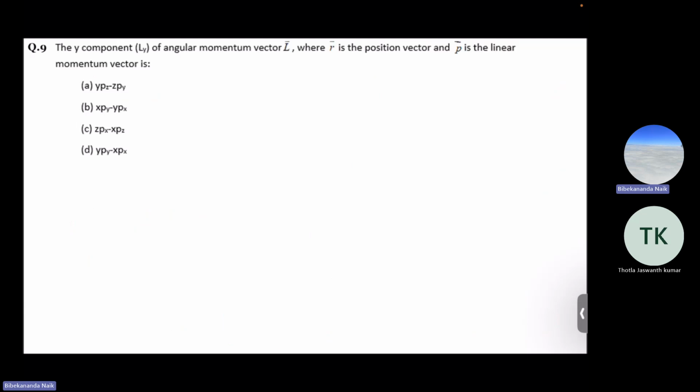Now we move to question number 9. Question number 9 says, the y component, that is Ly, of the angular momentum vector L, where r vector is the position vector and p vector is the linear momentum vector, what will be the expression for Ly? Option A, y pz minus z py. Option B, x py minus y px. Option C, z px minus x pz. Or option D, y py minus x px. These are the four options. I'll give you a few minutes and then we will discuss what the correct answer will be.